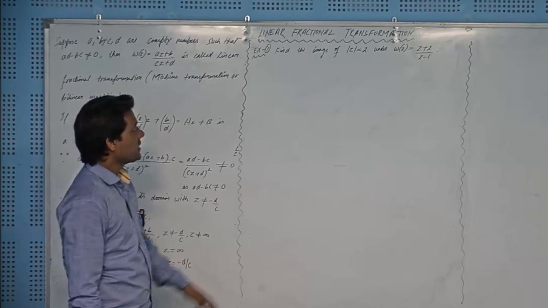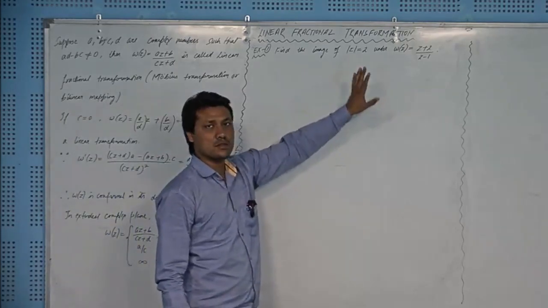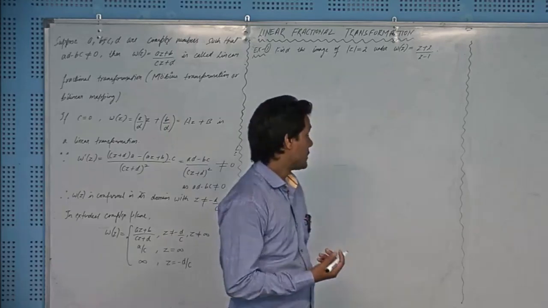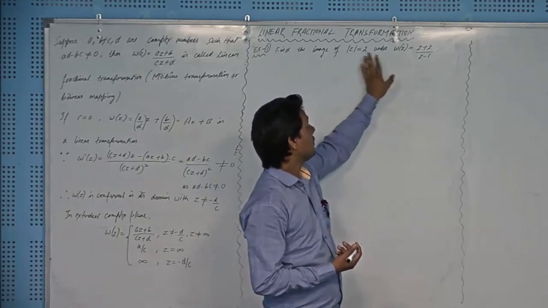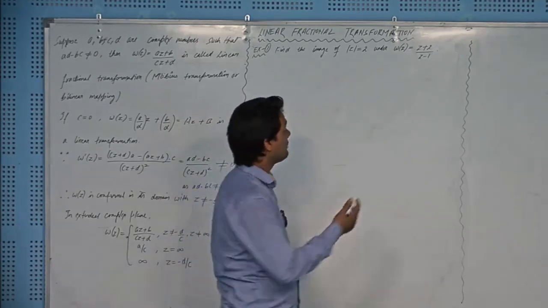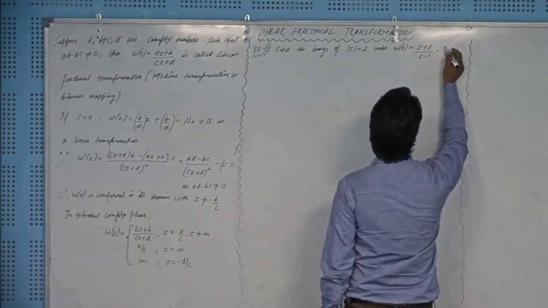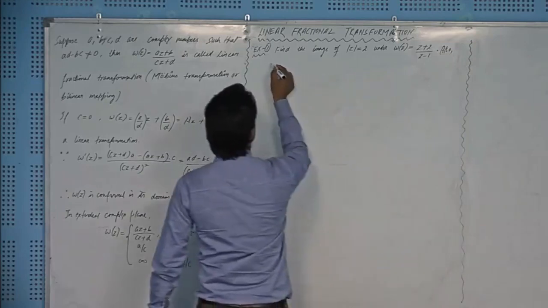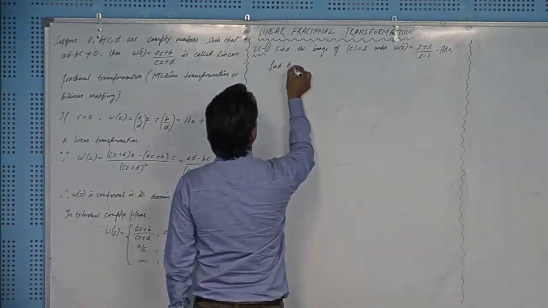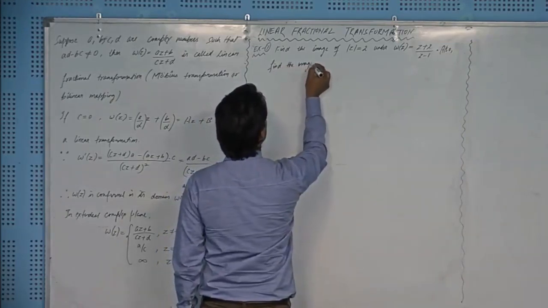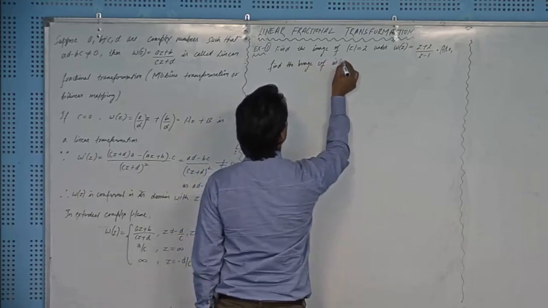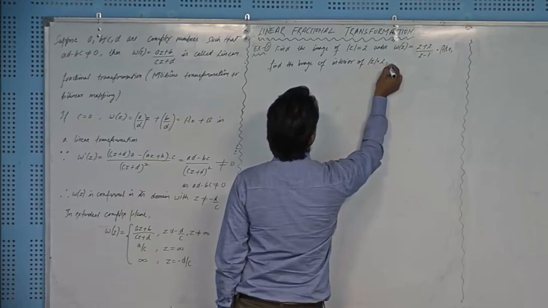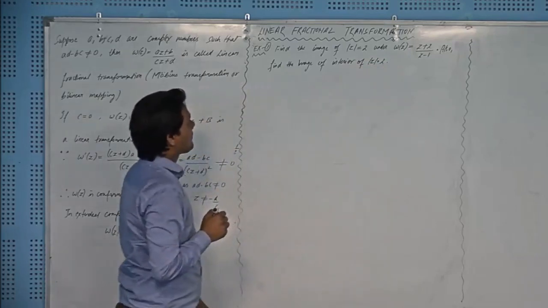Now we will see what the image of this is. This is actually a circle. Mod z equal to 2 is a circle centered at the origin with radius equal to 2. And under this mapping, what will be its image? And I will add one more point. Also find the image of the interior of this circle. Okay, solution.